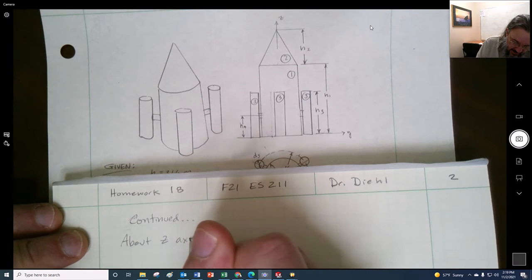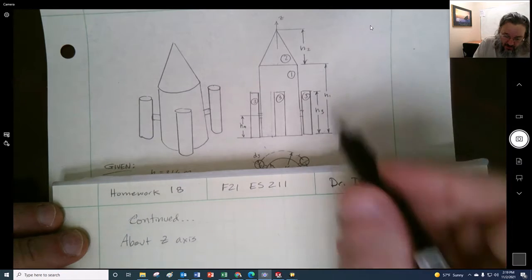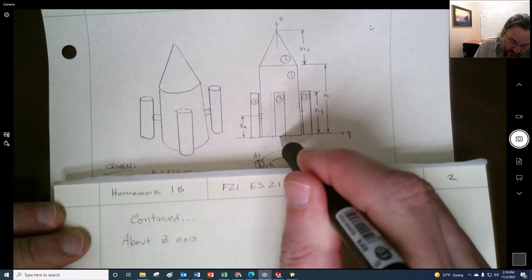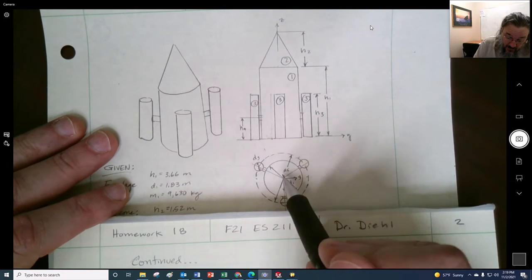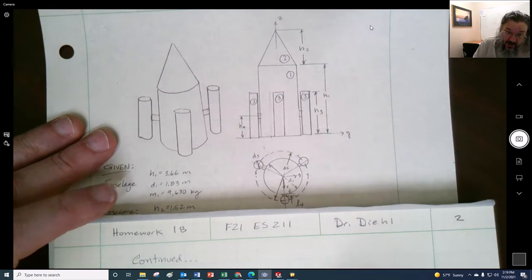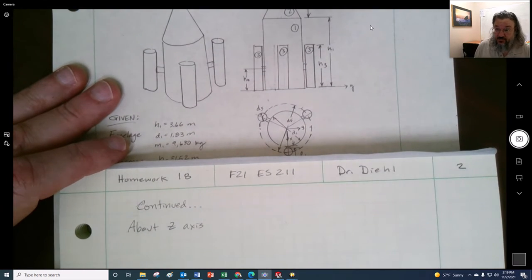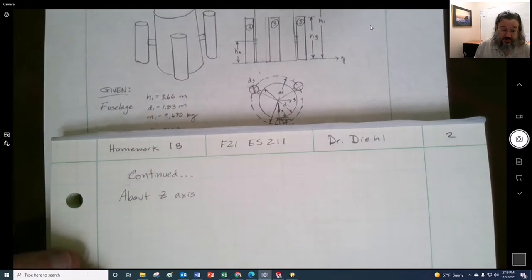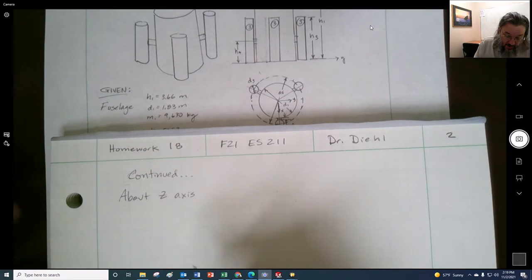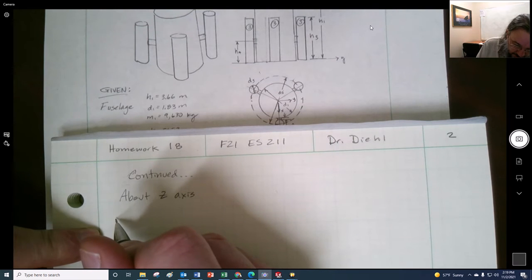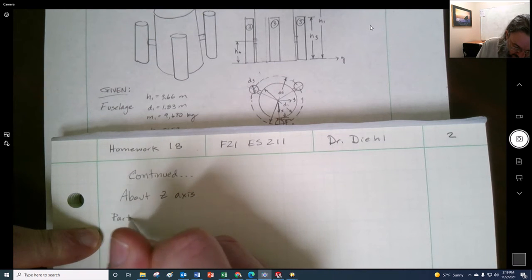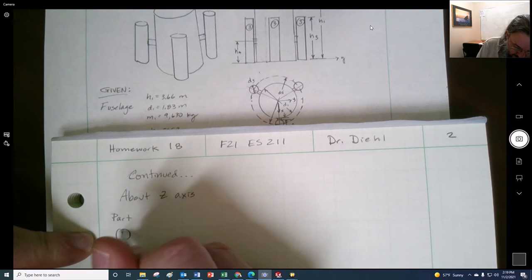And I'm going to do it about the origin, right? So it's going to be at the bottom and the center of the coordinate axes. And then the next step is to move it to the center of mass. So about the Z, I'm going to start with my part 1. Right?